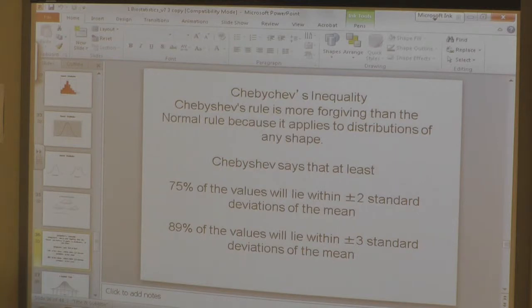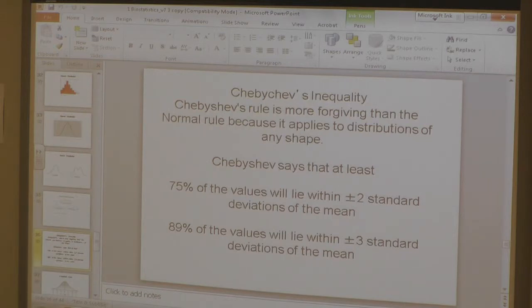Chebyshev's rule, I don't know if anybody really uses this anymore for anything, but it's in the book, so you have to learn it. Basically, if you have any set of numbers and no other way to deal with it, you don't know if it's a normal distribution or anything like that, you can make the assumption that it's likely that 75% of the values are going to lie within 2 standard deviations of the mean.